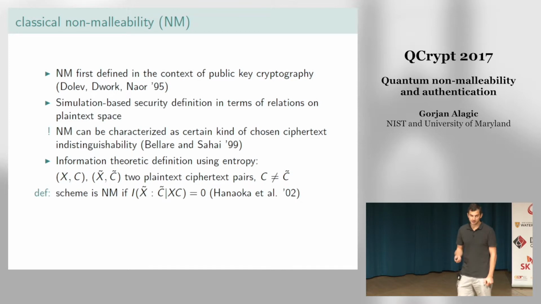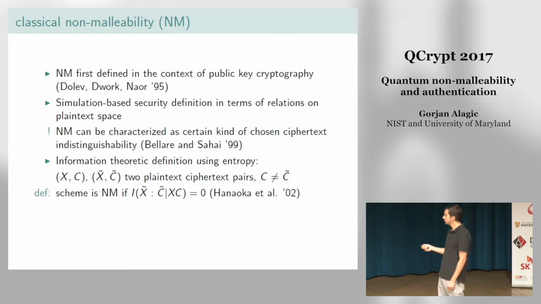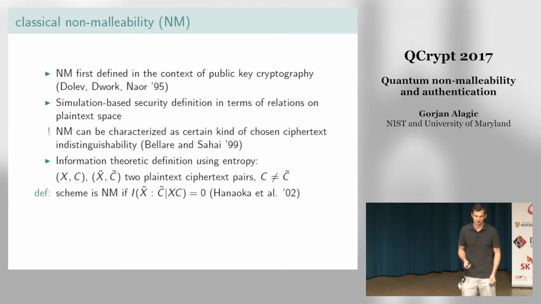And non-malleability requires that essentially knowing X and C should give no information about what some other ciphertext will decrypt to. Okay? So the conditional mutual information of X and C tilde, for any other pair X tilde, C tilde, conditioned on knowing X and C, should be 0. Well, it doesn't have to be exactly 0. Of course, you can relax it to be epsilon. But that's the basic idea, right?